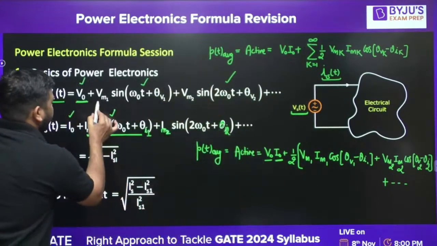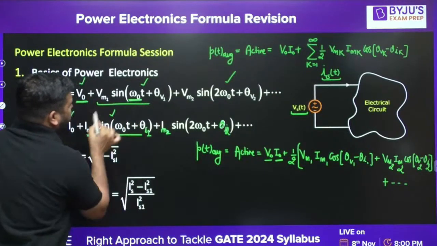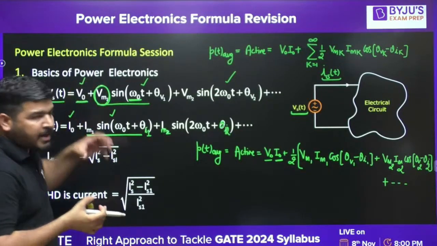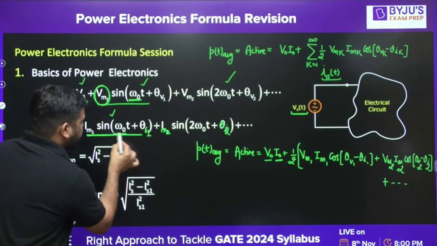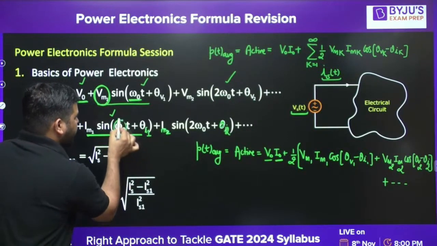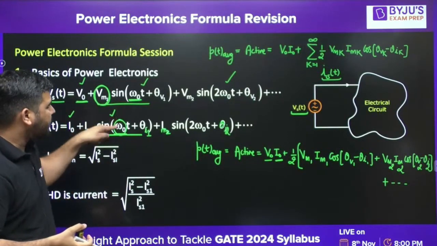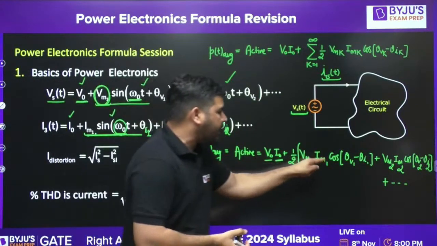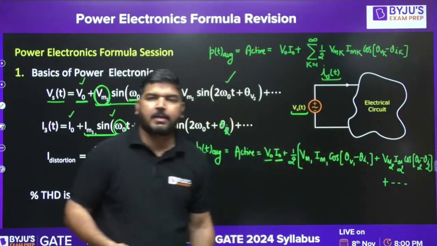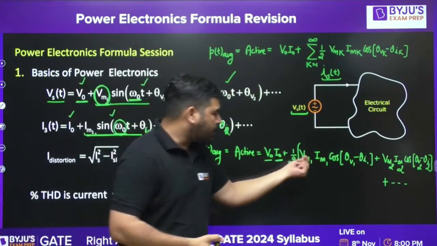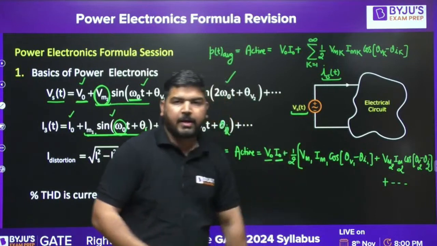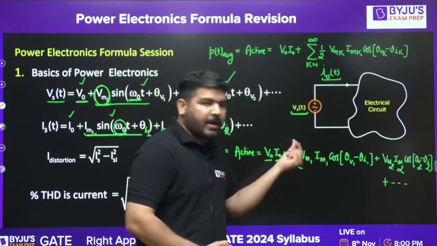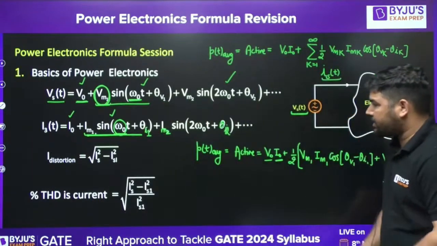Similarly, you can see that this is the fundamental term. The frequency is omega naught t and the maximum value is Vm1. So it will mix with the current of the same frequency. You can see that here the current frequency is omega naught t. Again, same frequency is there. So Vm1 will be multiplied with Im1 and cosine of theta V1 minus theta I1. And since you are using the maximum value, you have to take a factor of 1 by 2. If you are taking the RMS value of current and voltage, you don't have to take the 1 by 2 factor. Okay, so you have to remember it like this.